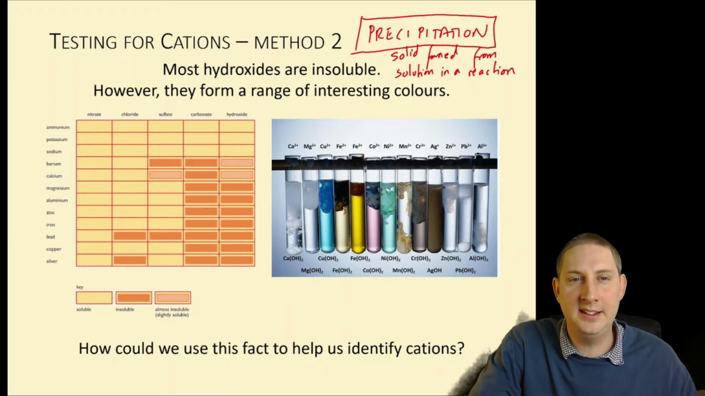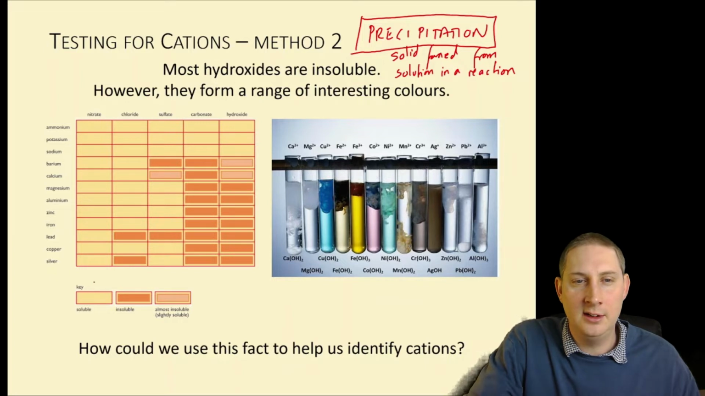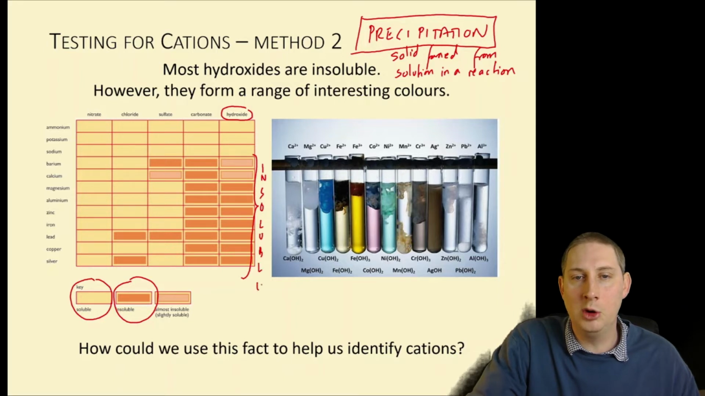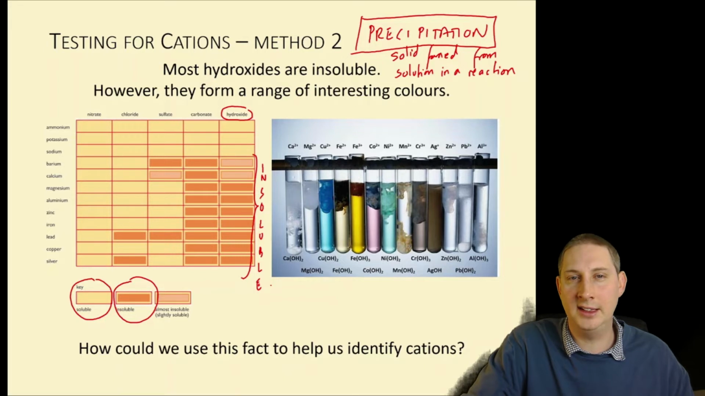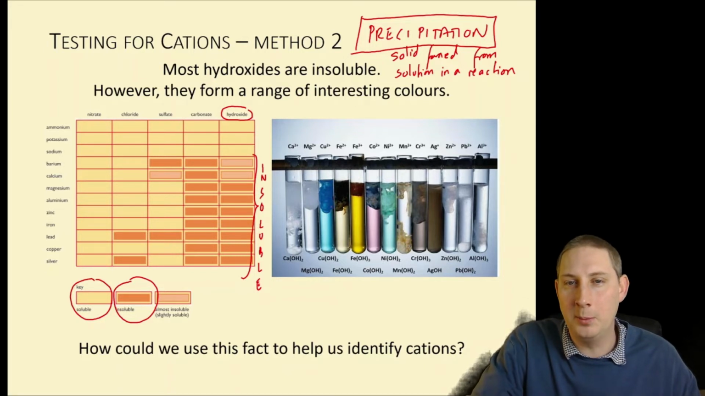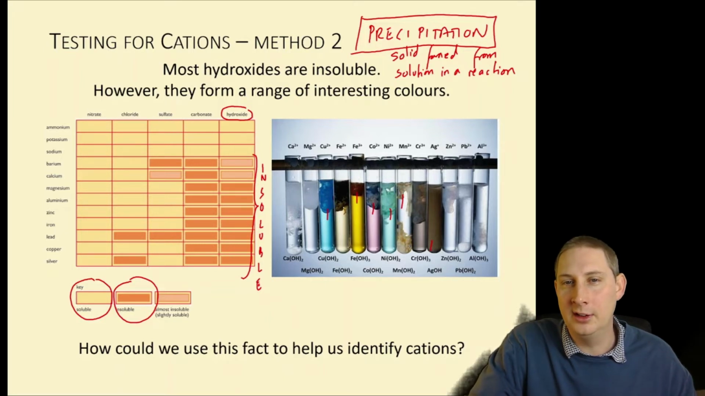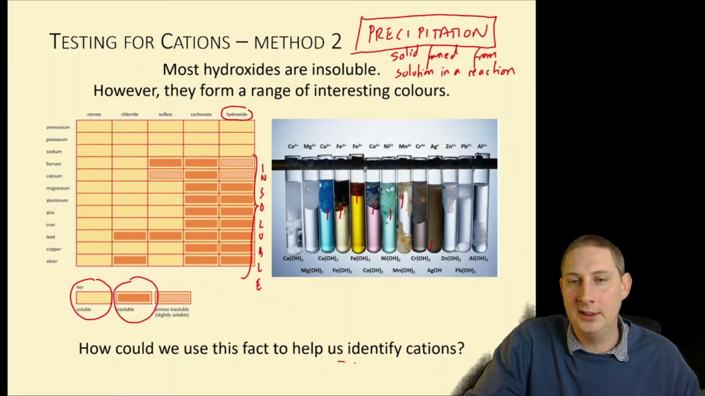And this is quite a complicated table here, but essentially soluble things are yellow, insoluble things are orange, and we can see here that hydroxides tend to be insoluble. Moreover, hydroxides have a range of interesting colours, and we can see that here. We've got blues, we've got greens, we've got pinky purples, we've got light browns, dark browns, whites, browns, even a dark green. So how can we use this fact to help us identify cations that are present in an unknown sample?